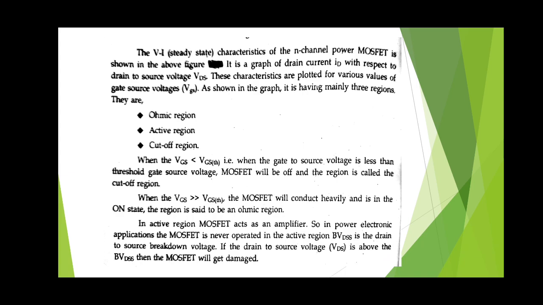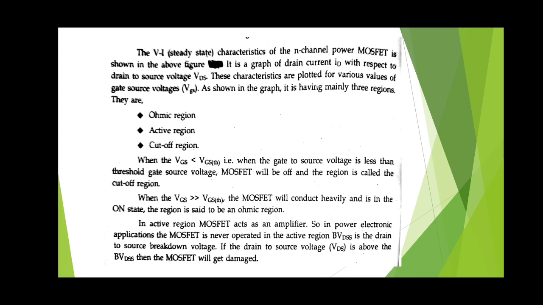The MOSFET conducts heavily when VGS is greater than the VGS threshold. So when the gate to source voltage exceeds the threshold voltage, the MOSFET starts conducting heavily. So we call that the MOSFET is in on state and this region of operation is the ohmic region. Thus, by applying a heavy gate to source voltage, MOSFET can be turned on.